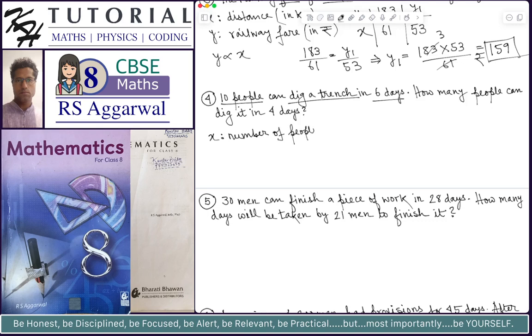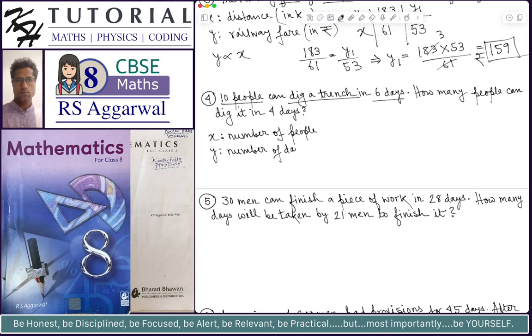the number of people digging the trench, and y is the number of days required. I'm not writing it completely, but the complete description of the quantity x should be the number of people digging a trench, and y should be the number of days required to dig the trench.